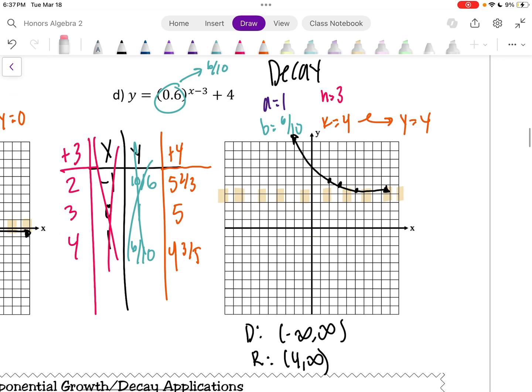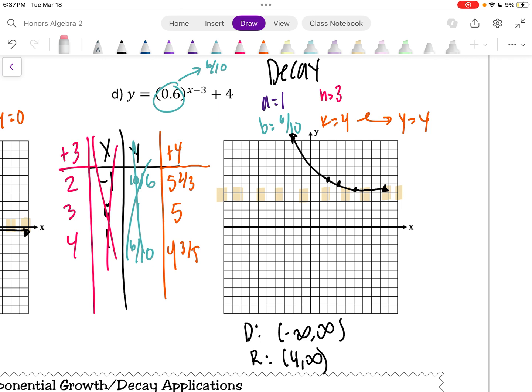With this one, this is also decay because your B is 6/10 or 0.6. Your A is still 1 because that's in front of your B value. Your H, you always change H and keep K. Your H is 3. Your K is positive 4. So that means you're going to have an asymptote at y equals 4.